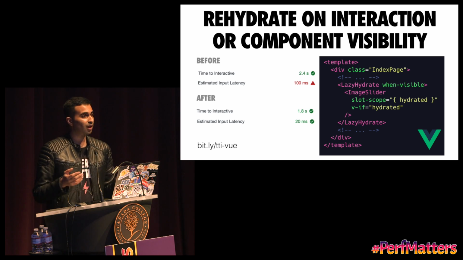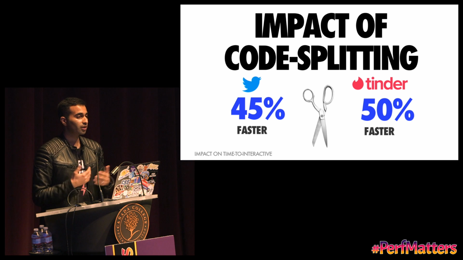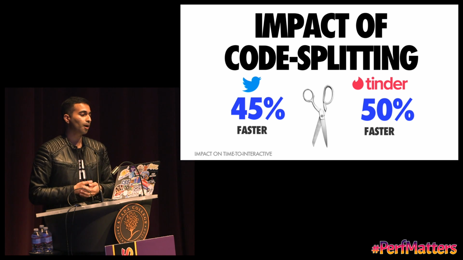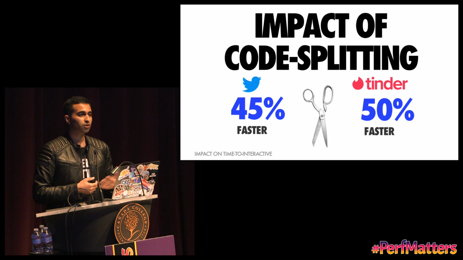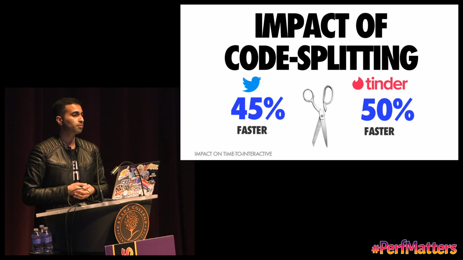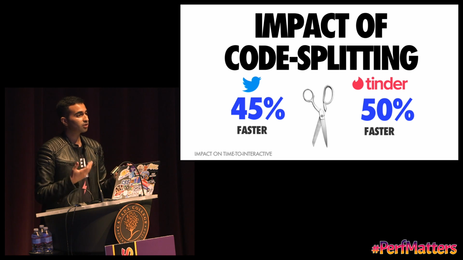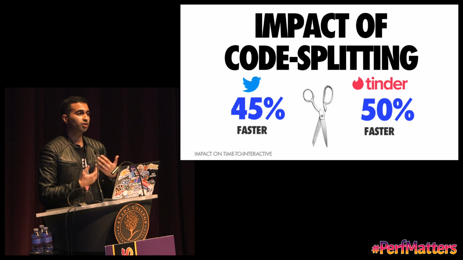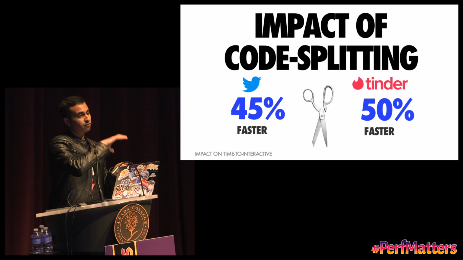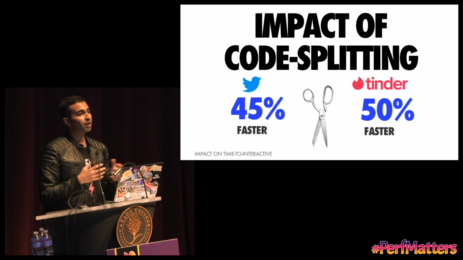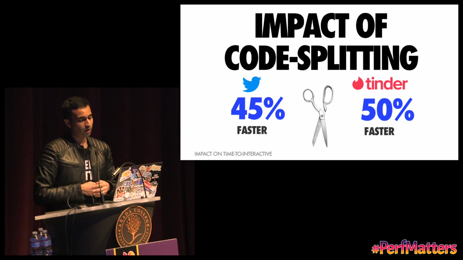Code splitting is a real optimization used by real sites. Over the last couple of years, we've seen quite a lot of sites adopt it. Both Twitter and Tinder were able to improve their TTIs by almost 50% by adopting code splitting. Twitter's in a really interesting place. They now have 40 or 50 on-demand chunks that are loaded as you navigate through the experience. So you're not paying that upfront cost of all of the script at one time.